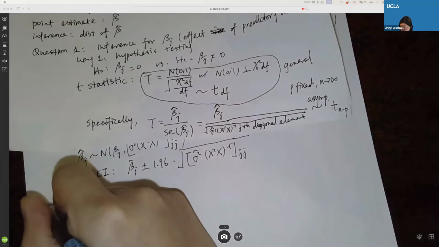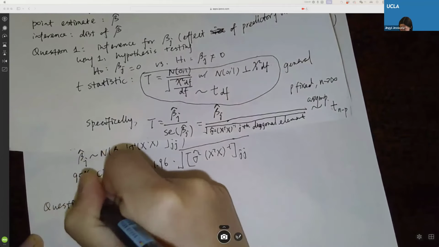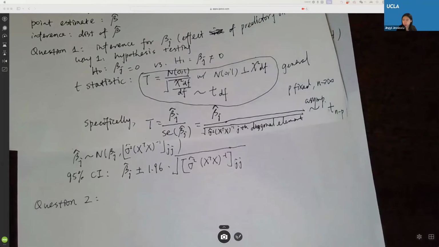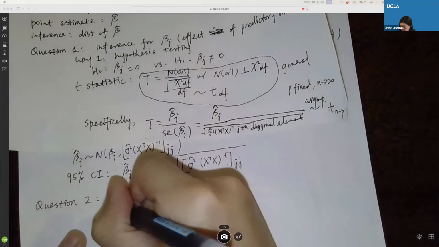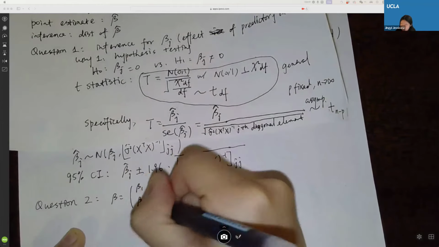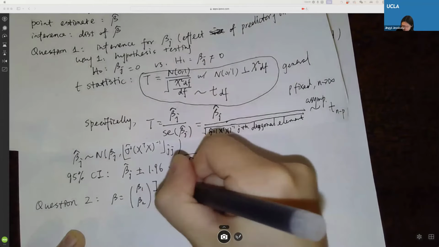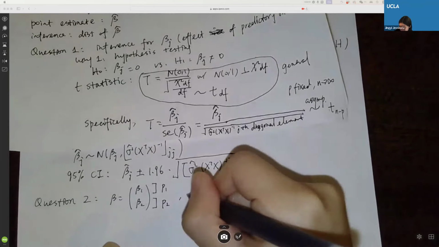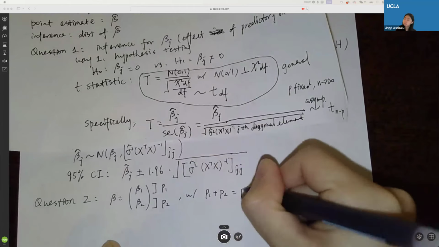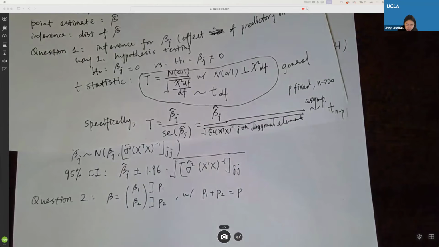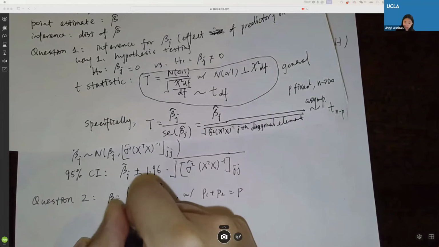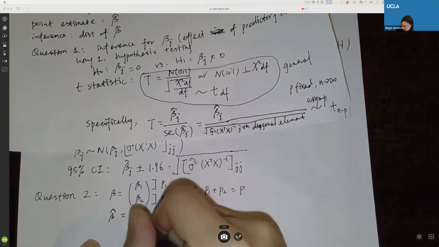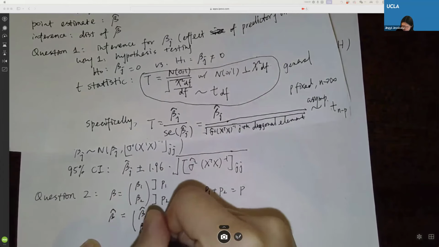So what if we are interested in more than one predictor? I call that question two. So in this case, I would divide my beta vector into two subvectors, beta 1, beta 2. And I would just assume that beta 1 has P1 dimensions, beta 2 has P2 dimensions, with P1 plus P2 equal to P. They add up to my P dimensions. And correspondingly, I would have an estimate, beta hat. So corresponding to this parameter vector beta, I have beta hat divided into beta hat 1, beta hat 2.